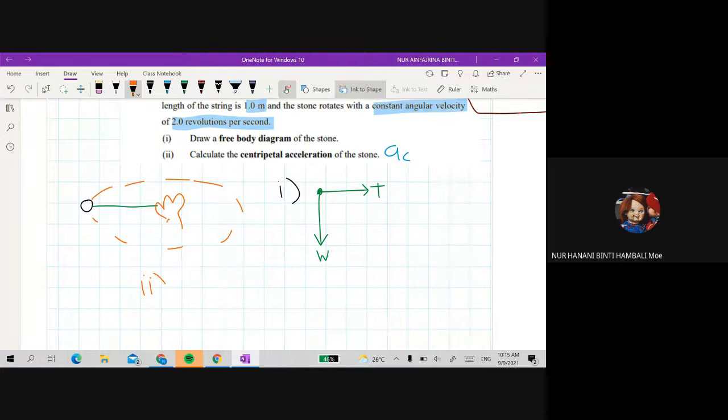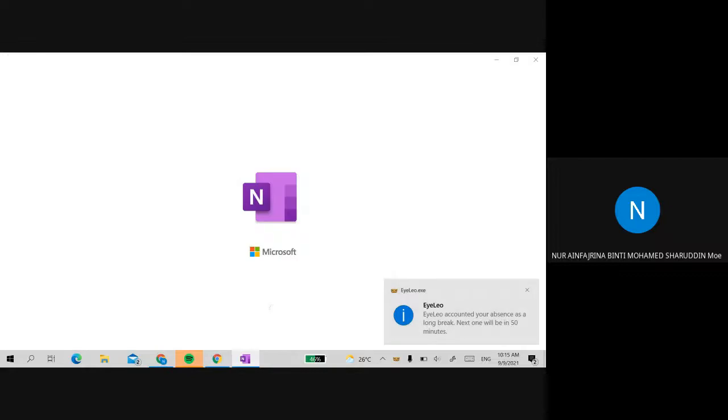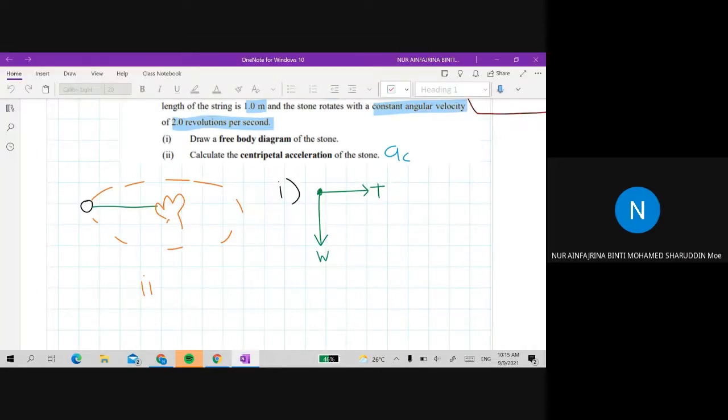Formula centripetal acceleration. Okay. Alright. Apakah formula centripetal acceleration? Miss tak tekan apa? Tengok keluar sendiri. I think something wrong with my OneNote or laptop. I tak tahulah.